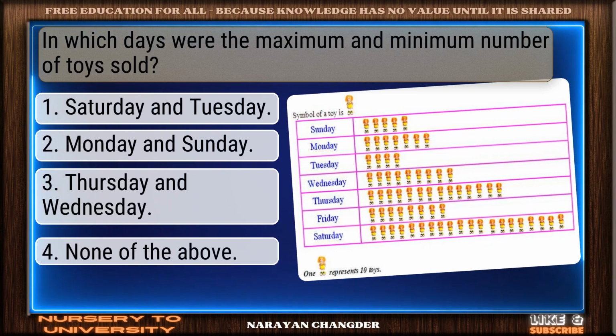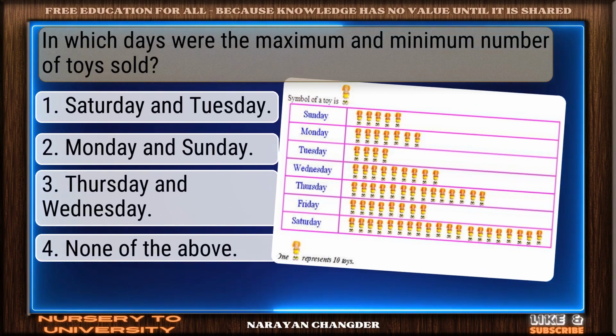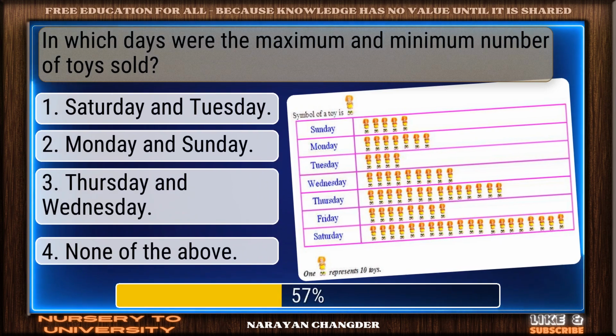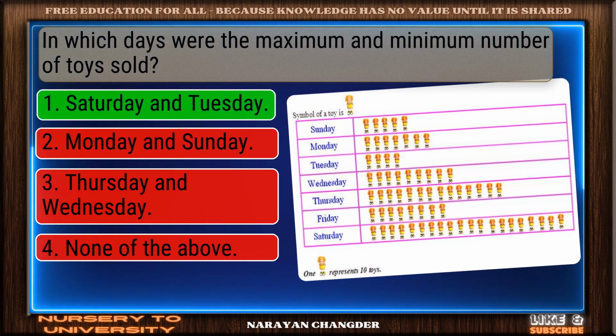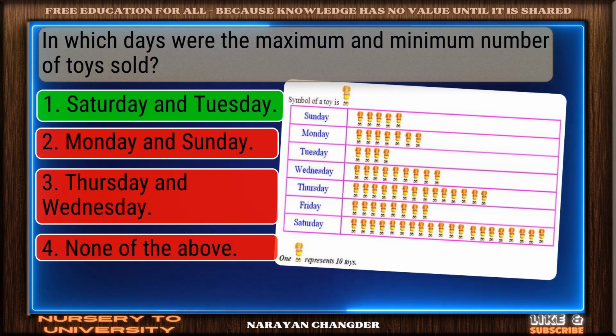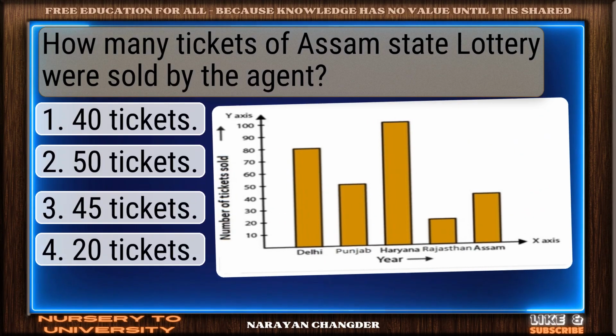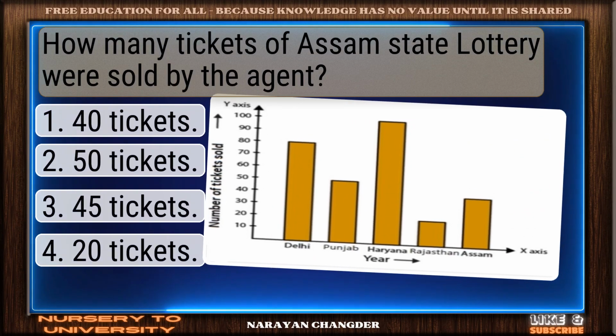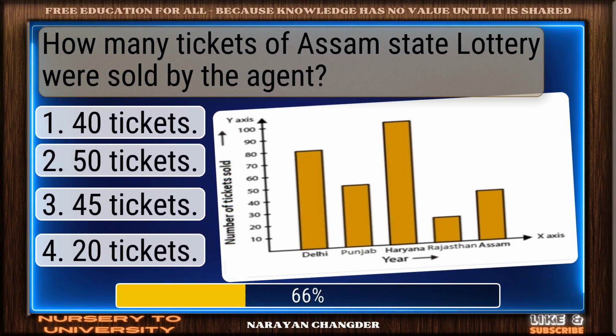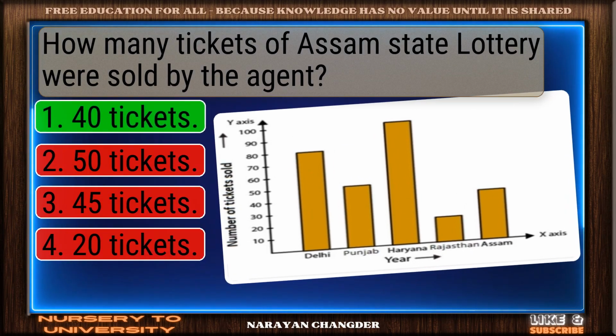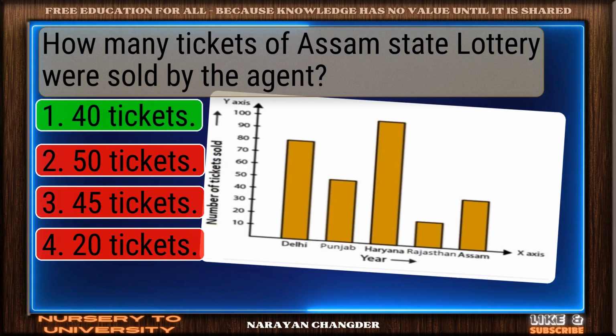In which days were the maximum and minimum number of toys sold? Clear logic. Your choice Saturday and Tuesday is sound and 100% true. How many tickets of Assam State Lottery were sold by the agent? Smart move. 40 tickets is an accurate answer.